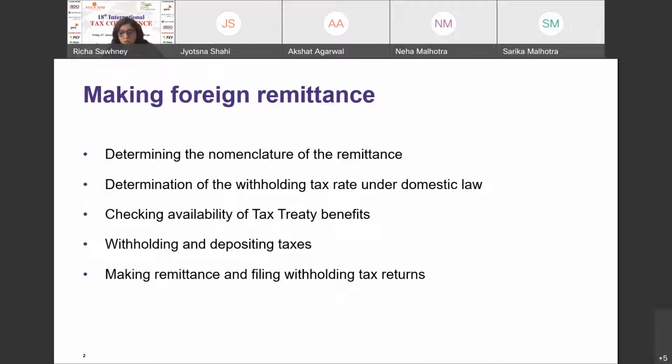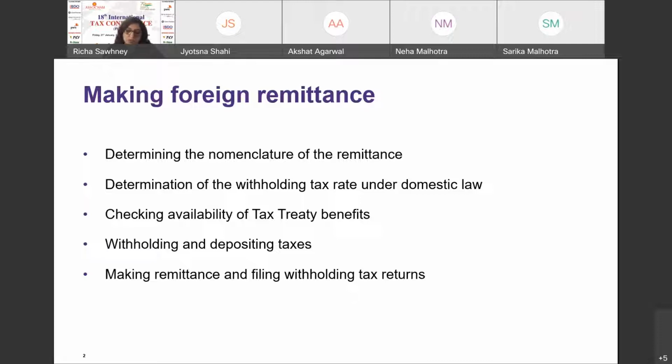One also has to look at the various conditions which are specific to a particular article or the overall anti-abuse provisions under the tax treaty, and also has to take into account if there is any lower withholding certificate. Post this stage, the next thing that becomes important is actual deduction of taxes and deposit with the government, and then making the remittance. At this stage, it is Form 15 CA-CB compliance which assumes importance. After this, the final step is filing the withholding tax return. And with this, there is a conclusion of this process.